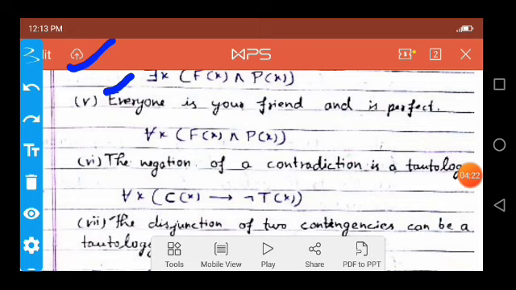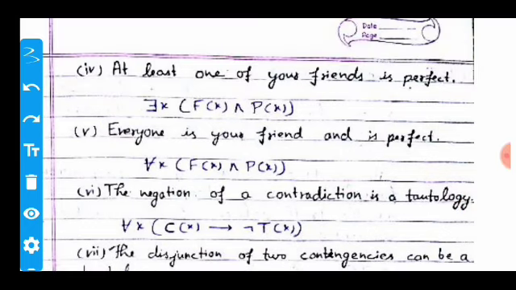Fourth, at least one of your friends is perfect. It is represented as there exists x, F of x and P of x. The fifth is: everyone is your friend and is perfect. It is represented as for all x, because here we talk about all friends, so the universal quantifier is used.